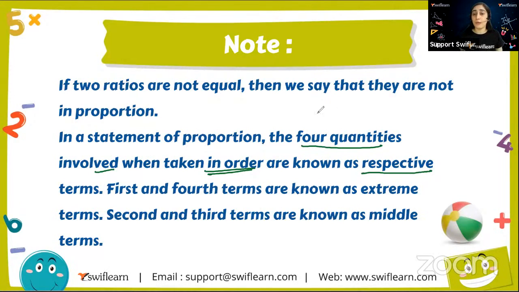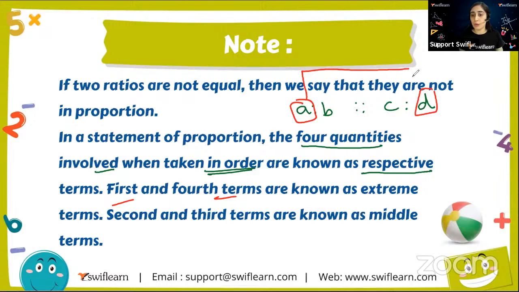Okay. Now, when I say A is to B as C is to D, this was the example I gave you. See, the first and the fourth. The first here is A and the fourth is D. The outer ones are at the extreme corners. Simple. We call them extreme terms. The ones in the middle are in the middle of the extremes.